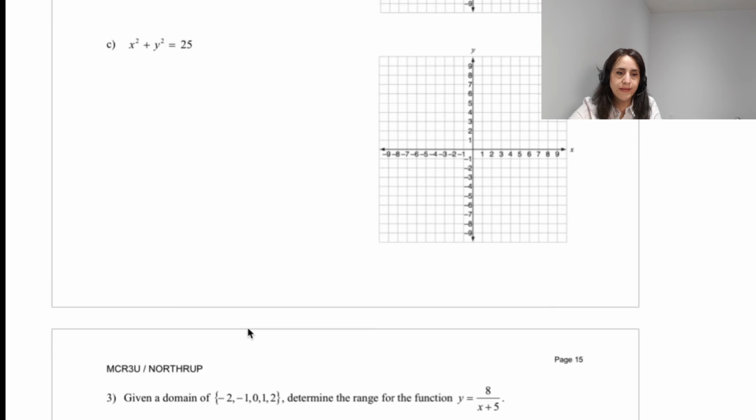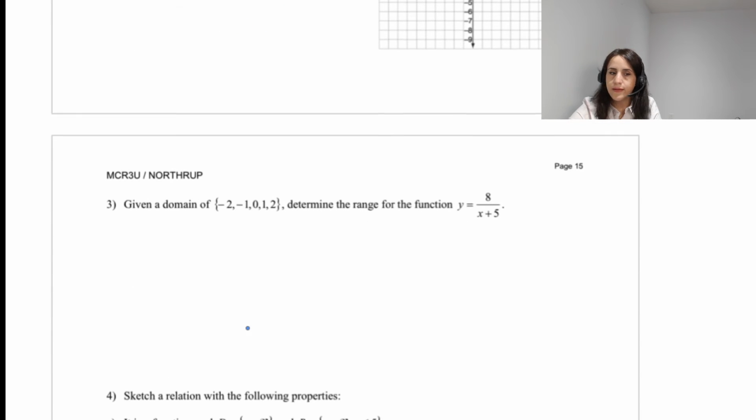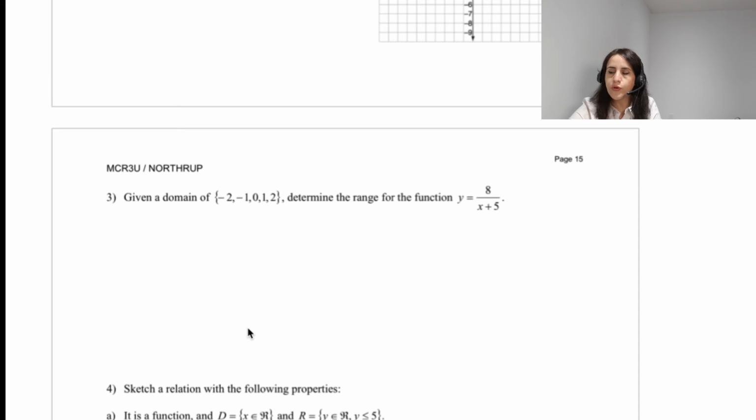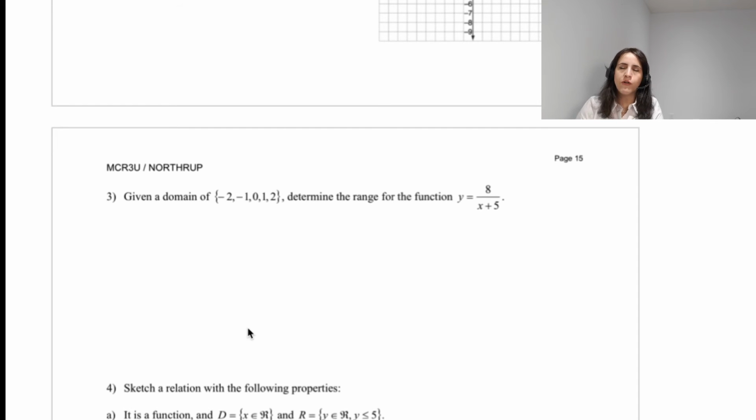Here is the next example. Right now we know the definition of a function, we know the definition of a relation, and we know how to calculate domain and range, but here we are going to see more questions playing around with whatever we have learned until this point. Here there is a function with a given domain, and it asks you to determine the range.